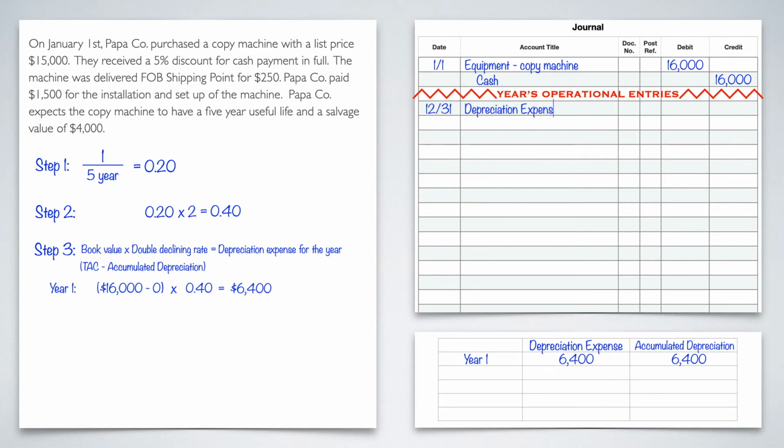Again, the accounts haven't changed: depreciation expense and accumulated depreciation. It's just the numbers. This year we're going to do 6,400. Now we'll go into year 2.